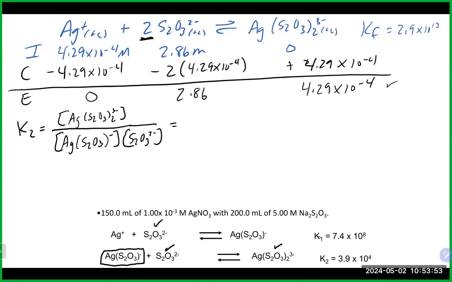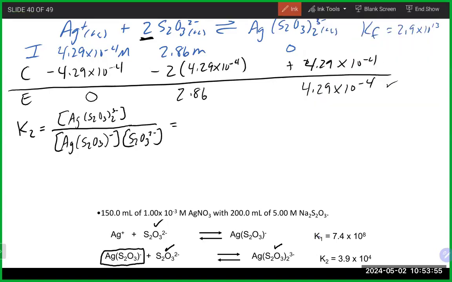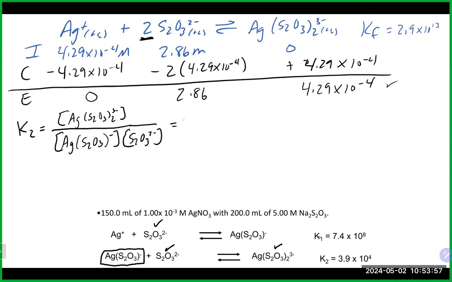It is to the fourth. All right, so that's going to equal, in this case, 3.9 times 10 to the 4. That is also why I am not squaring my S2O3 2-, because in this one there is no coefficient. I'm not using the overall reaction here. I'm using the second reaction in the stepwise formation.